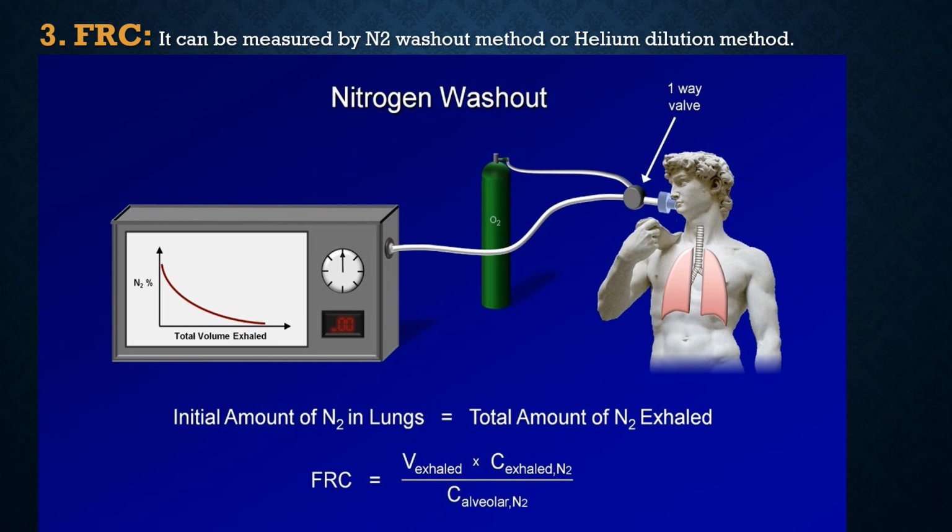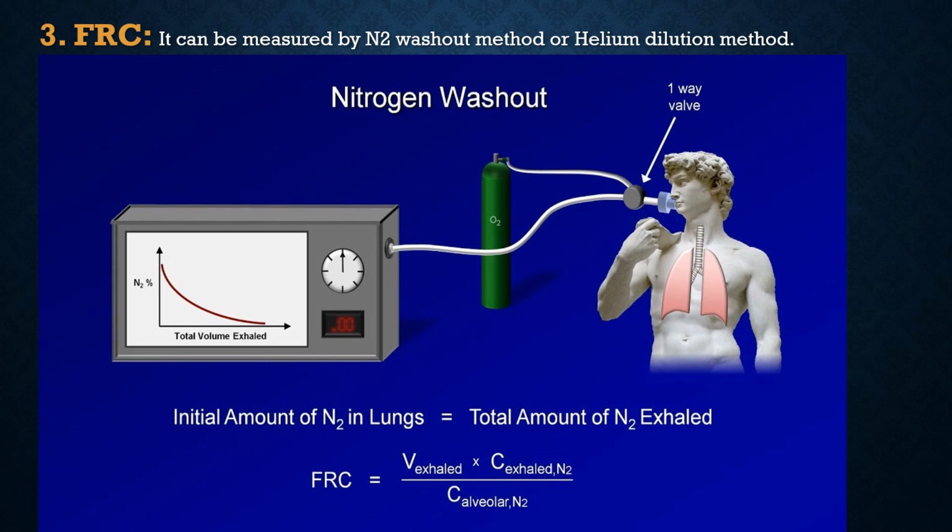The next important capacity is the functional residual capacity. As I have told you, it cannot be measured by spirometry. It is measured using the nitrogen washout method or the helium dilution method. First we will see the nitrogen washout method. It is based on the assumption that alveolar air has 80% nitrogen.